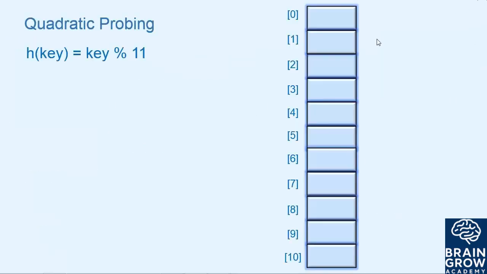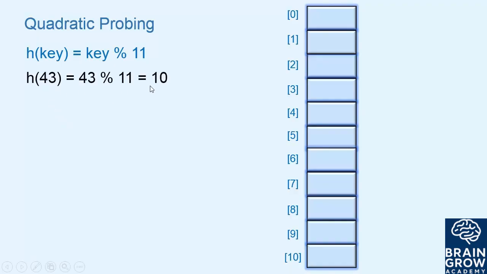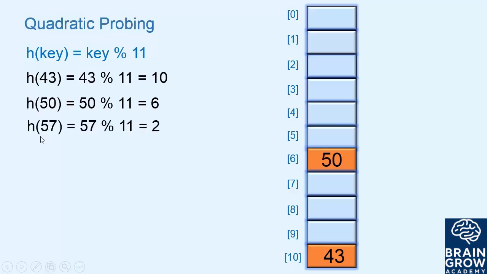Now we'll take a hash table of size 11 and insert some keys in it using quadratic probing. Again, we'll take this simple hash function. First, we have this key 43. It is mapped to location 10. Location 10 is empty, so we insert it here. Next, we have this key 50. It is mapped to location 6. It is empty, so we insert it here. This key 57 is mapped to location 2, which is empty, so we can insert it here.